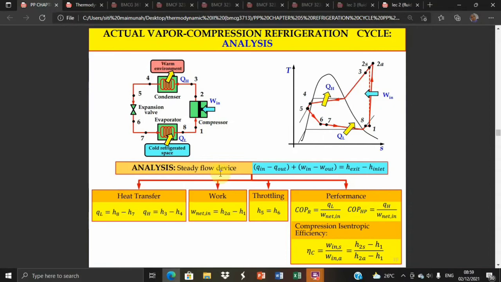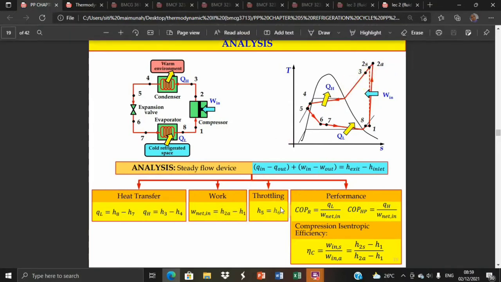For a steady-flow device: Q in minus Q out plus W in minus W out equals h exit minus h inlet. Heat transfer: QL equals h8 minus h7 and QH equals h3 minus h4. For net work in: W net in equals h2A minus h1. For throttling: h5 equals h6.